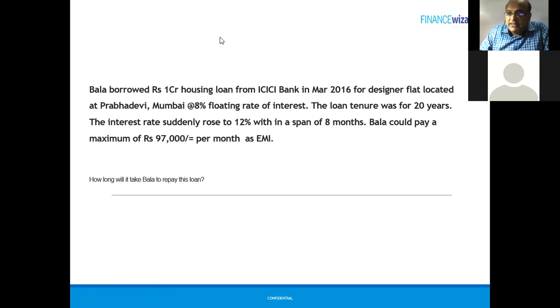Now, when generally bank increases the rates, banks generally do not increase the EMIs. Banks increase the period. But this is a drastic increase. So Bala says, whatever happens, my payment capacity is 97,000. Under any circumstances, I cannot pay more than 97,000 as monthly EMI. Now they are wondering how long will it take for Bala to repay this loan. Got it? Let's solve it.